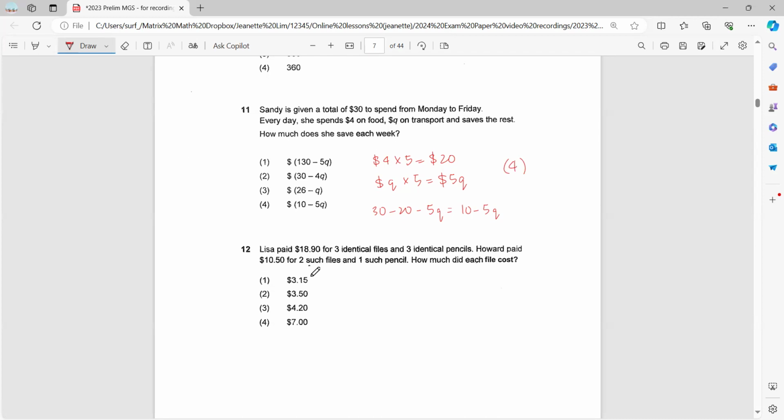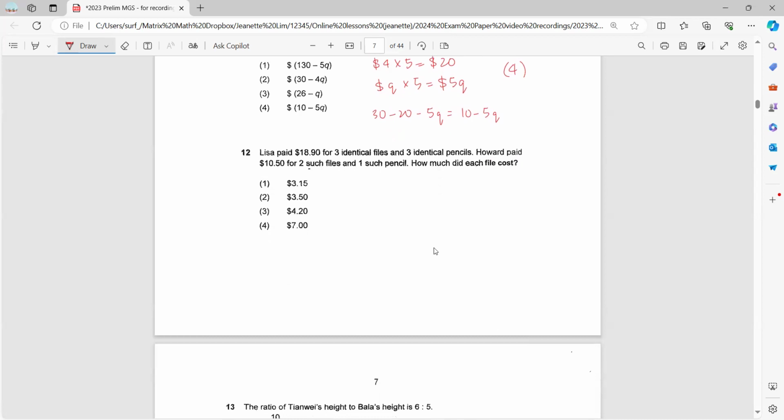Question 12. Lisa paid $18.90 for 3 identical files and 3 identical pencils. 3 files plus 3 pencils, $18.90. Howard paid $10.50 for 2 files and 1 pencil. So how much did each file cost?